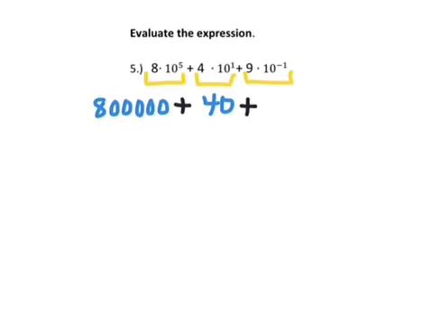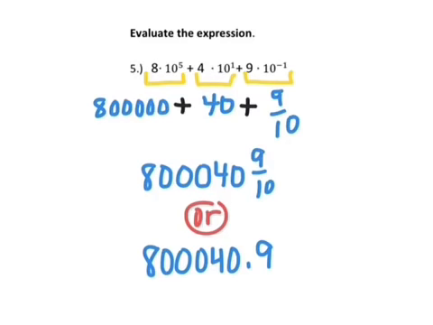And then 9 times 10 to the negative 1st power. We learned that negative exponents are fractions, so that's 1 over 10, so this is 9 over 10, 9/10. And then your final step would be just add that all together. So by adding that all together, I get 800,040 and 9/10. And you can express that with a fraction or a decimal.